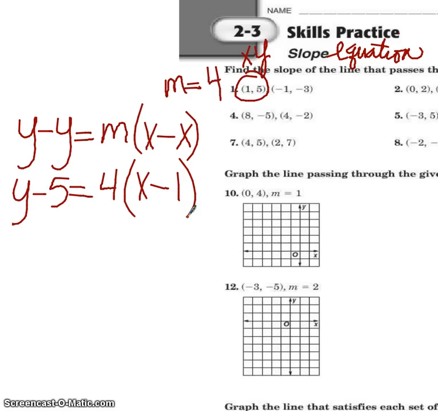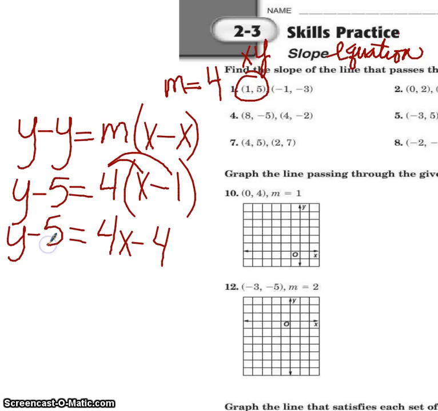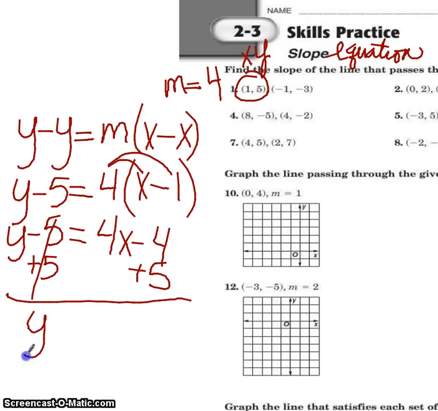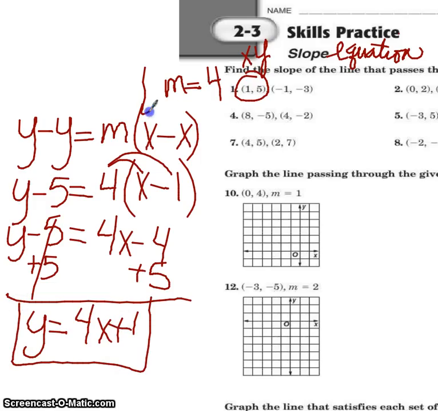So now I'm going to have to distribute on the right side of my equation to get 4x minus 4. Remember, this has to go here, then it has to go there as well. And then over here, I'll still have y minus 5. So now in order to solve for y, I need to add 5 to both sides. And that's going to give me y equals 4x plus 1. So the answers I'm looking for are the slope of 4 and the equation y equals 4x plus 1.